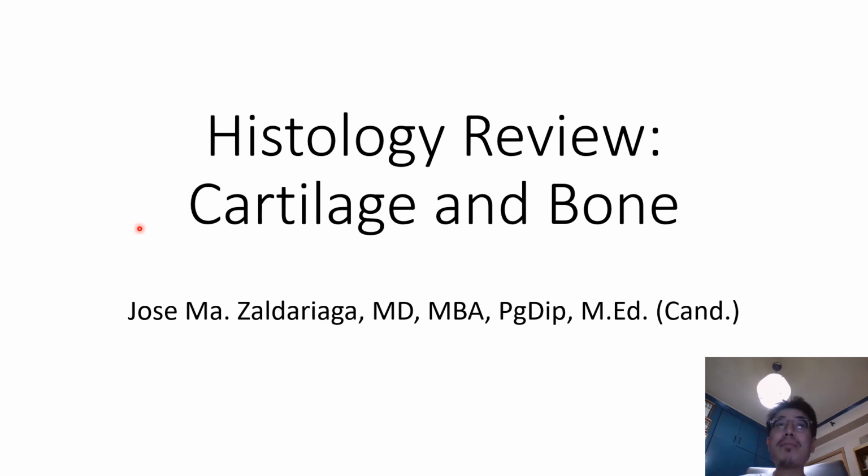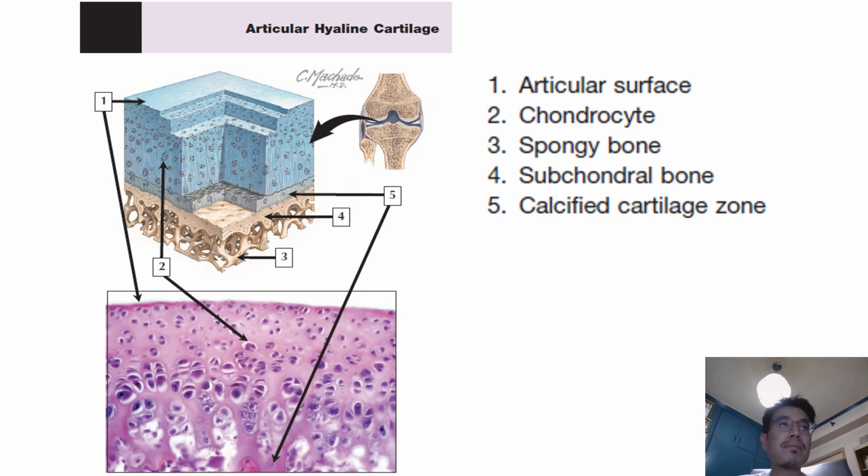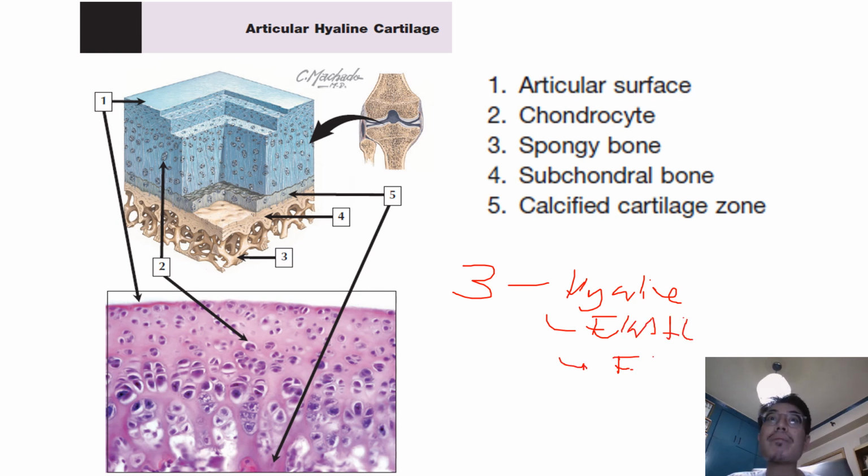Good day, everyone. Today, we will conduct a brief yet detailed review of the histology of cartilage and bone. Cartilage is a specialized connective tissue consisting of three main types. We have hyaline cartilage, elastic cartilage, and fibrocartilage. Hyaline cartilage, which we will discuss first, is the most common and the most characteristic type.